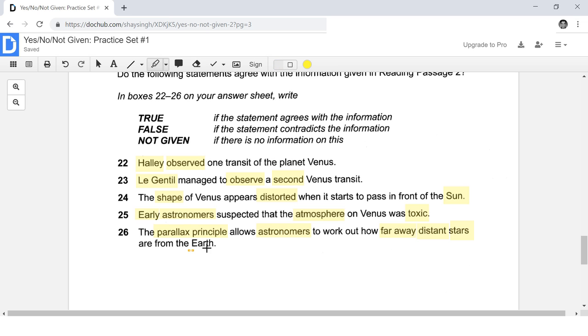Distance from Earth. So Earth is going to be another one of our keywords. Awesome. So now we have all our keywords for questions 22 to 26. So what I want to do now is identify the easy questions first, because I'm going to go ahead and do those ones first.